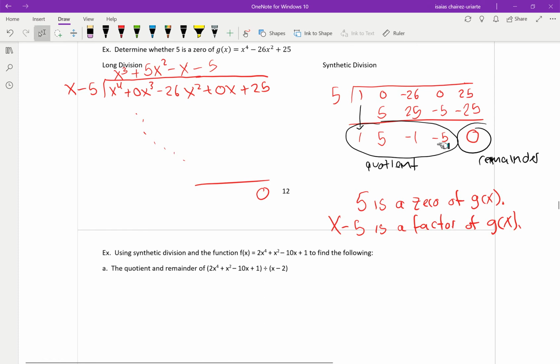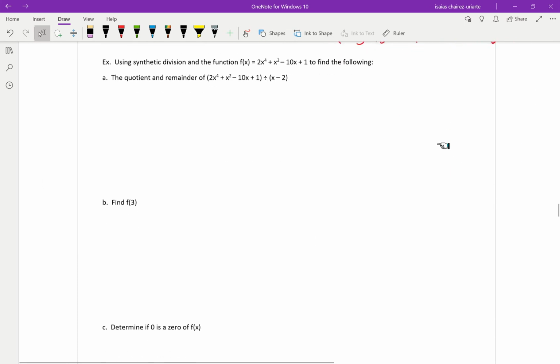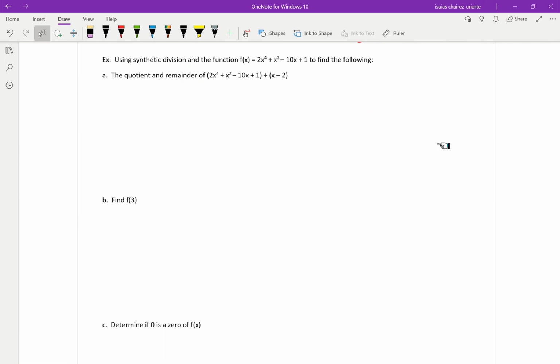All right, so hopefully we agree on that. So 5 is a 0. 5 is a 0 of g of x. So let's try this next one. Oh, this next one had some parts. That's okay. So let's see.